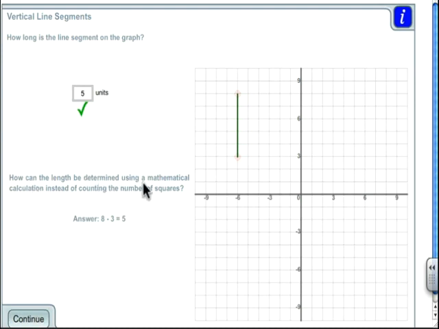Correct. How can the length be determined using a mathematical calculation instead of counting the number of squares? We could simply take its y-coordinate at this end, which is 8, subtract its y-coordinate at this end, which is 3. 8 minus 3 equals 5.